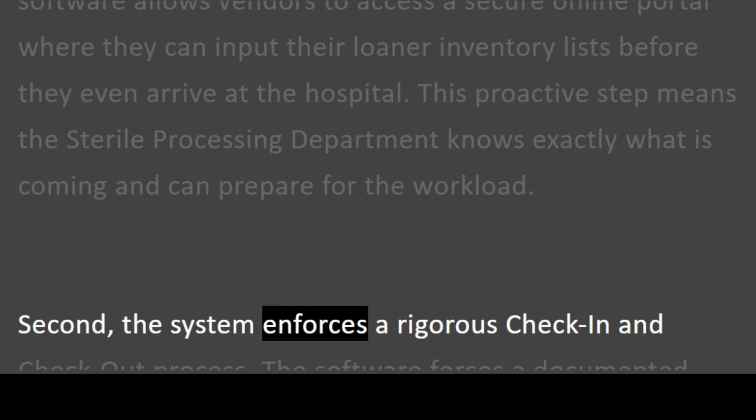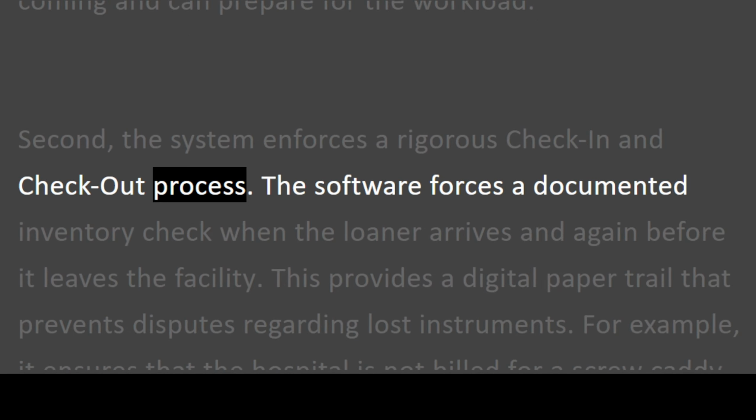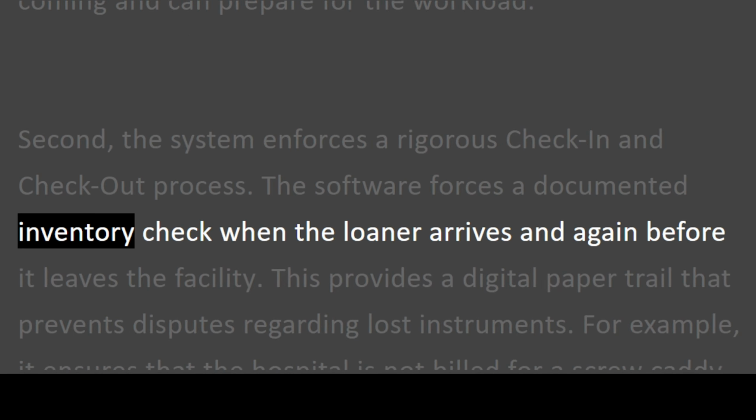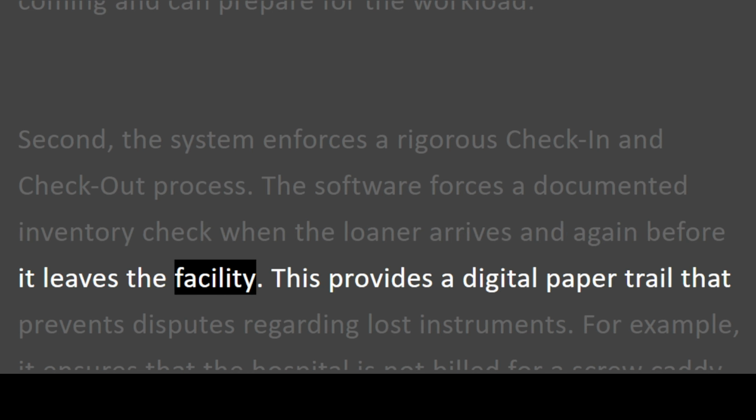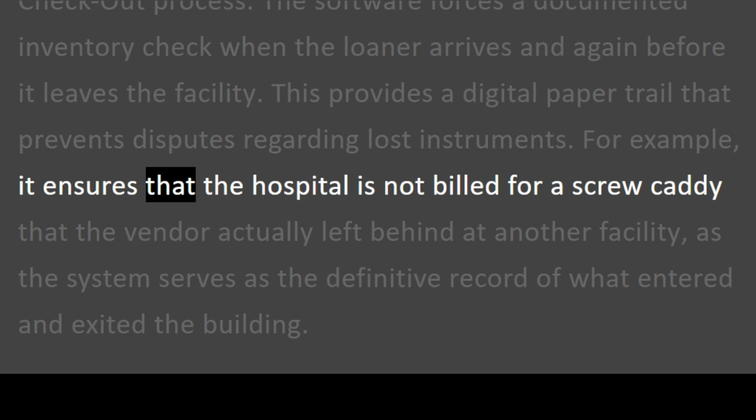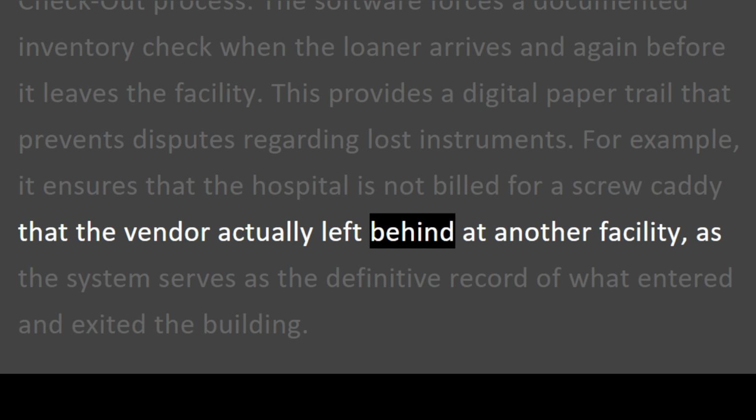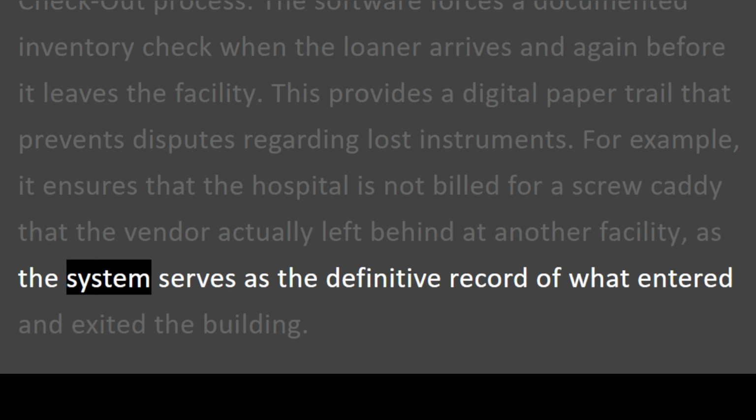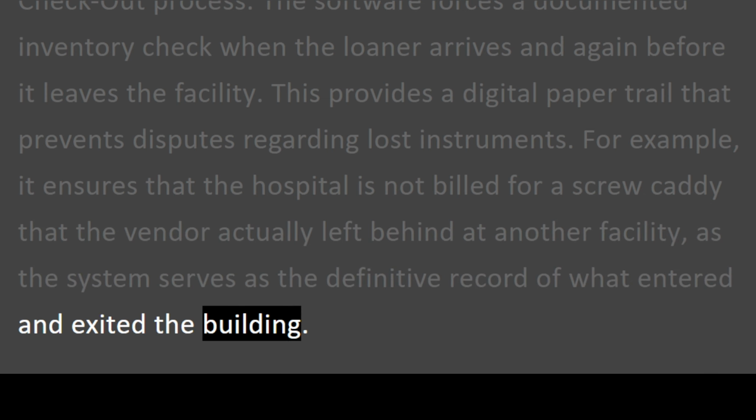Second, the system enforces a rigorous check-in and check-out process. The software forces a documented inventory check when the loaner arrives and again before it leaves the facility. This provides a digital paper trail that prevents disputes regarding lost instruments. For example, it ensures that the hospital is not billed for a screw caddy that the vendor actually left behind at another facility, as the system serves as the definitive record of what entered and exited the building.